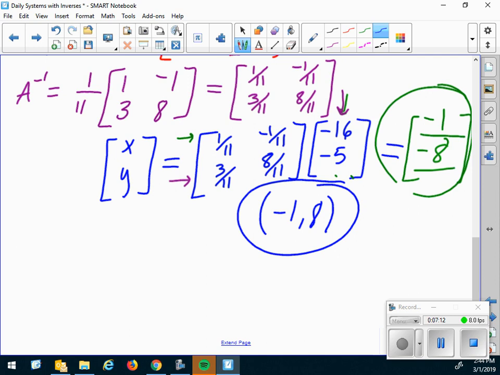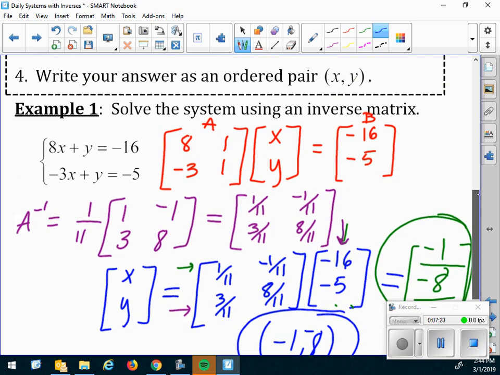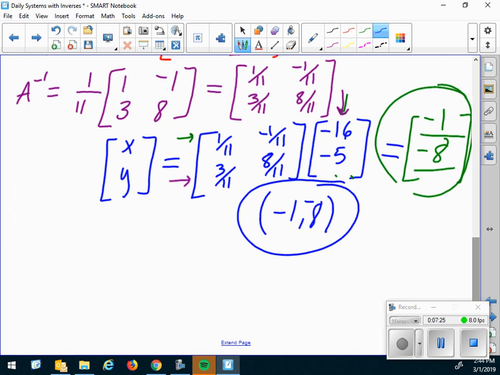-1. Can I check it? How? You can plug it back into those original equations and make sure it works. No, we've only done one example. Put this into your interactive notebook on page 121. Here we go.